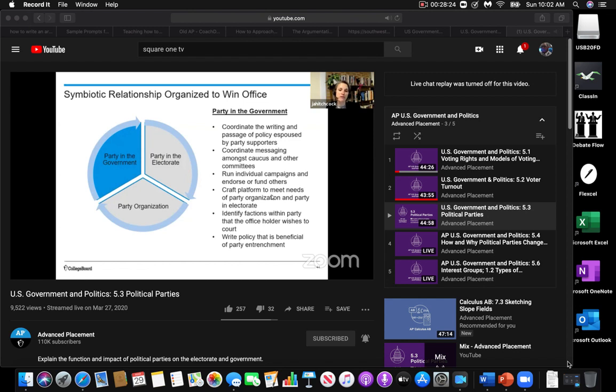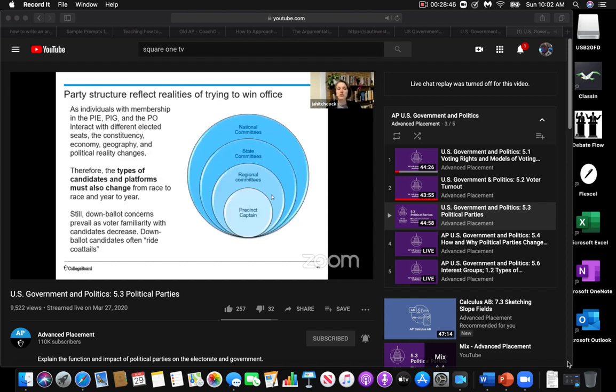They will craft a platform that meets the needs of the party organization, the party, and the electorate, particularly on down ballot races. Remember, those are the ones that are under the headliners. They also identify factions within the party that the office holder wishes to court. And the final thing, and we talked about this yesterday, so this is a review, they're going to write policy that's beneficial to the party's entrenchment. So we're talking about election law.